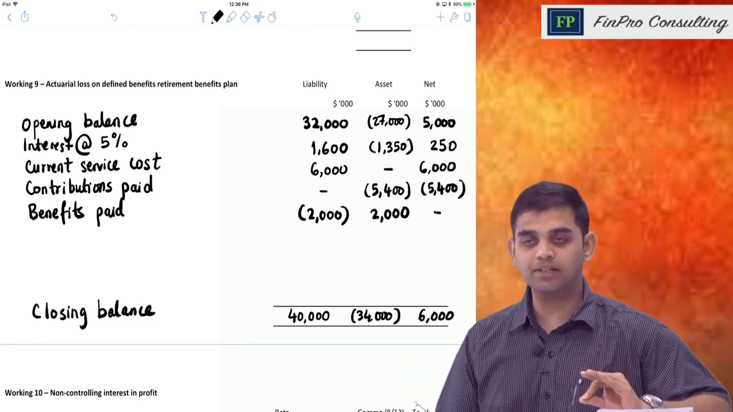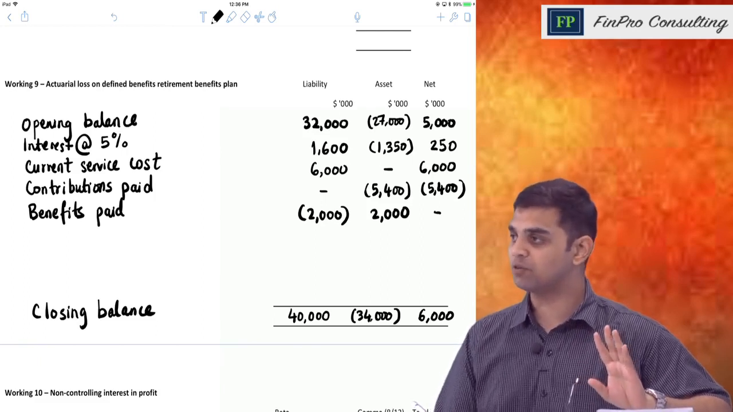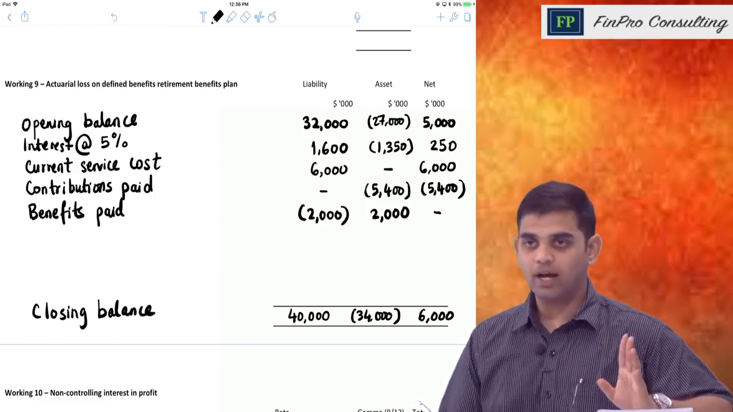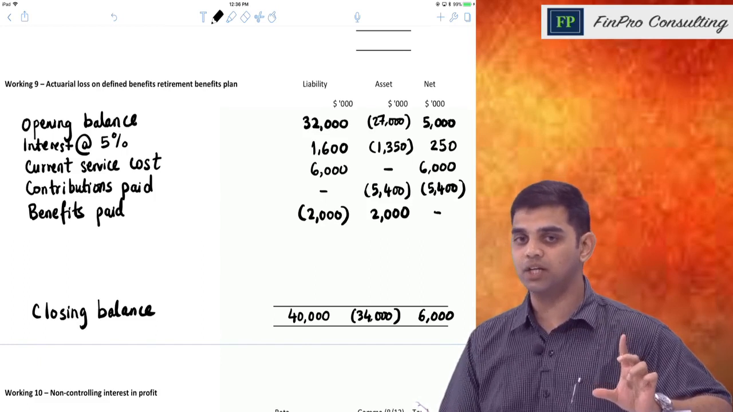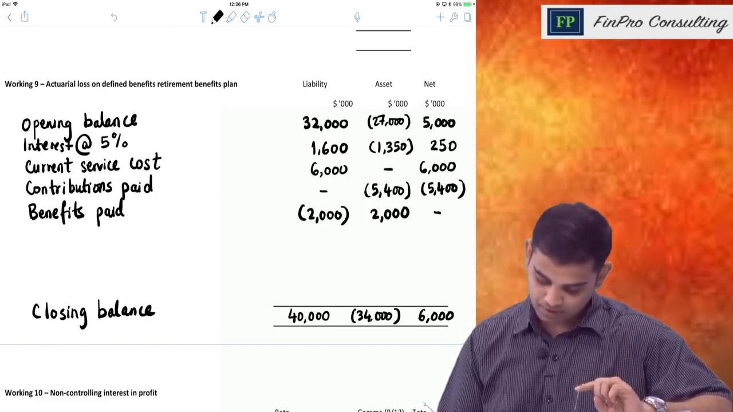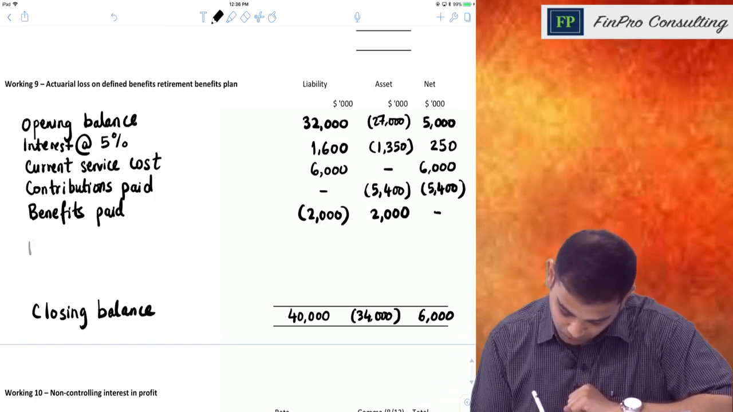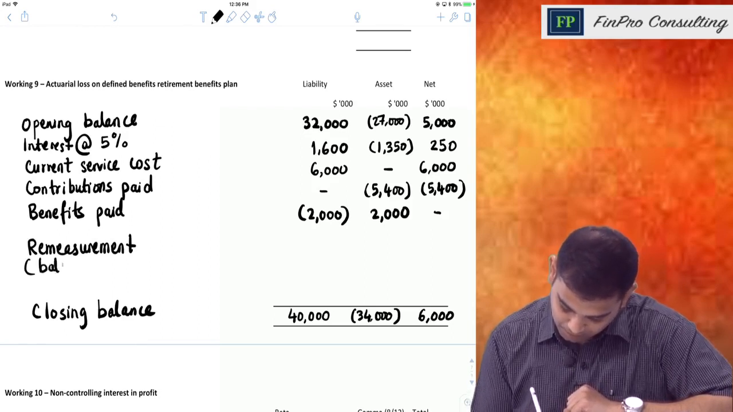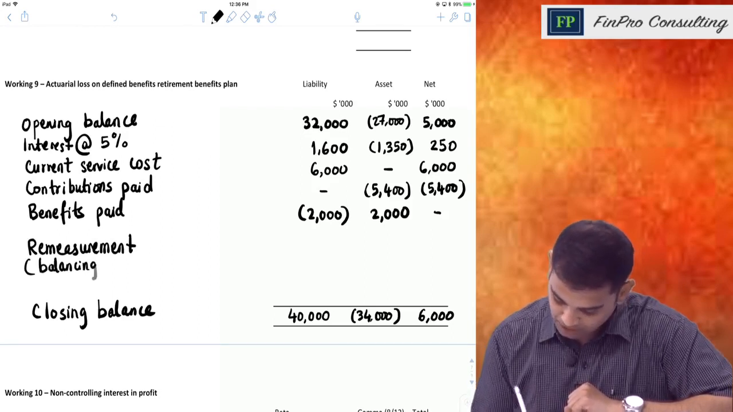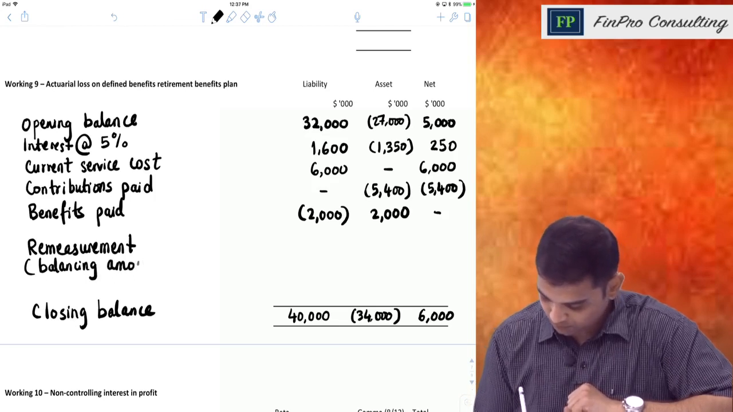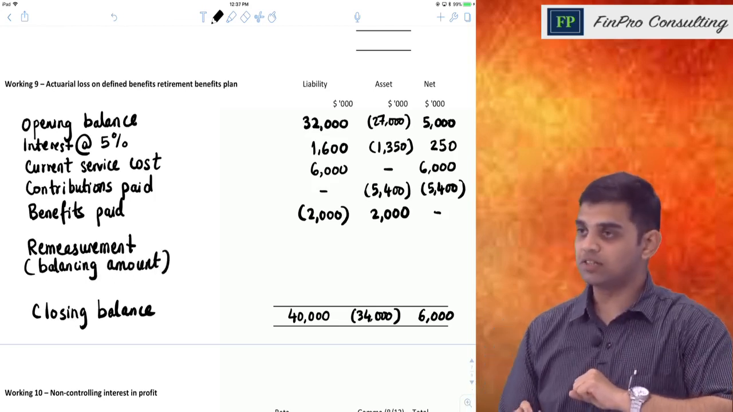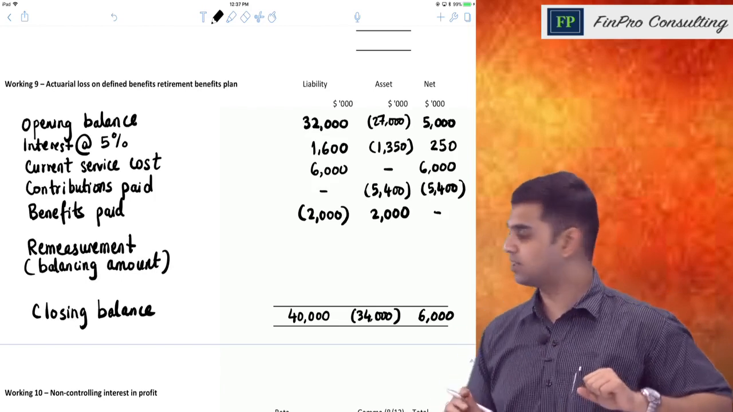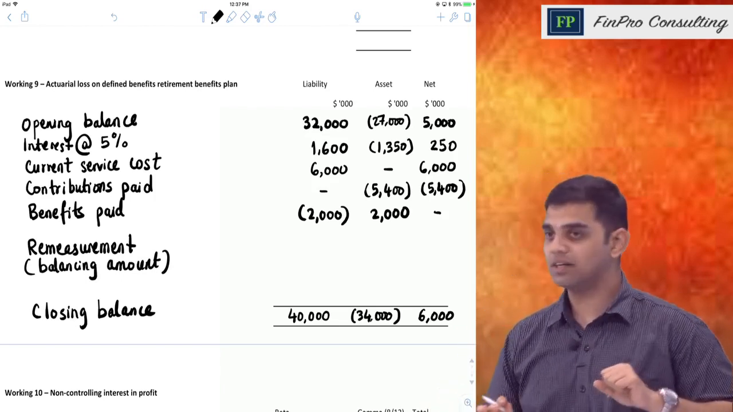Amounts to be recognized in remeasurement, that is it would be actuarial gain or loss and difference between actual income and the interest income, right? So remeasurement component, this is a balancing figure, balancing amount. Compute. Now this is pure mathematics, there is nothing IFRS about it. Remeasurement amount.